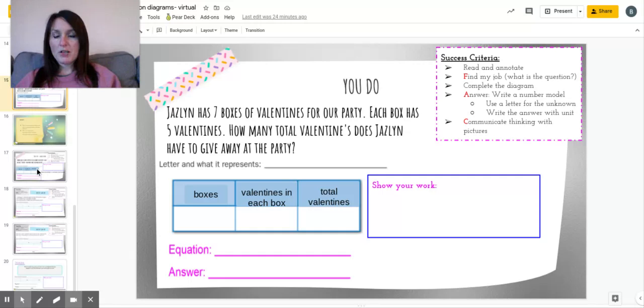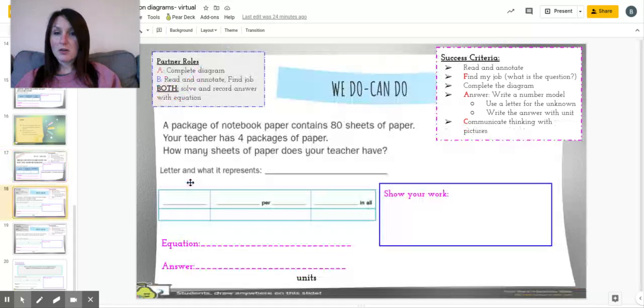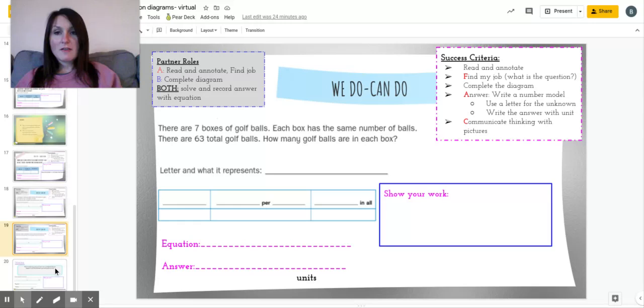Okay, and then there are 2 can-dos. If you want to do even a little bit harder, okay, this is the problem, but it does not give you the diagram titles here. So you have to fill those in on your own. So that's definitely a next step. Okay, and you can practice those here. And if you want to even create your own, there is an extension for you to do at the end. Don't forget to go ahead and reflect.